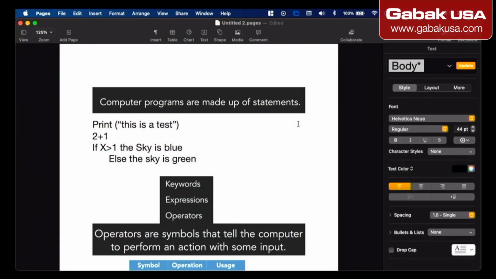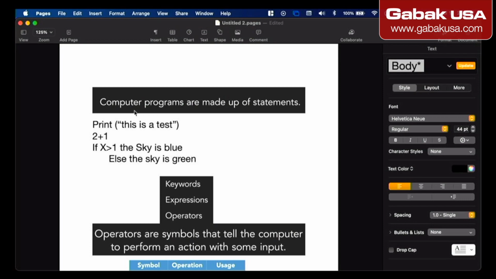It's like having all the bricks and studs and everything to build a house, but if you don't have the blueprint to build a house, you don't have a house. Basically with this, it's the same thing. The statements are the foundation of the software, of the programs.